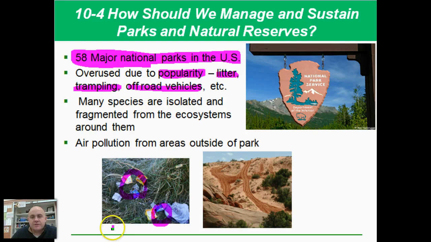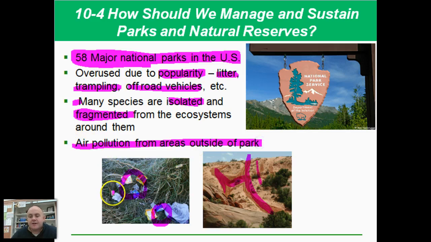So here's pictures of garbage left behind. And you'll see that if you go to Yellowstone. Here's off-road vehicles driven right through the middle, causing erosion and other problems. And then in addition to that, a lot of the species there are isolated and fragmented within very small ecosystems, which are not natural for them to exist in. And so that's hard on them as well. And then even if you completely protected this area, we have air pollution and stuff from outside the park that is then affecting the park's ecosystems.